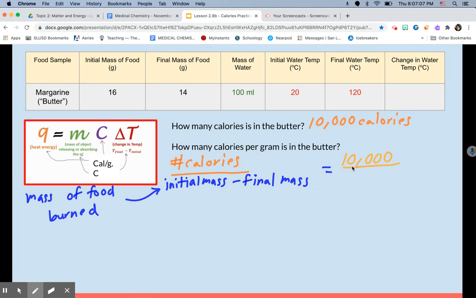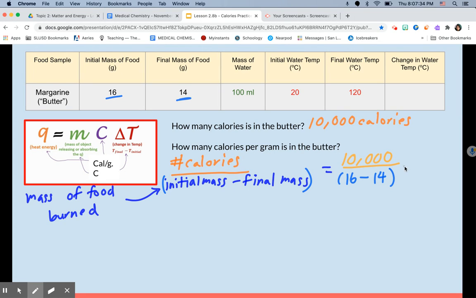I'm going to divide that over my initial mass of food. So initial mass of food is 16. I'm going to put a parentheses around this because I'm going to do the subtraction for the denominator first. Let me just change that to this too, so that it's more clear. Minus 14 grams of food.